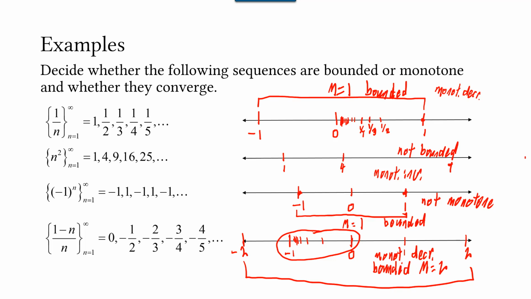The fact that we have a monotone decreasing sequence that's also bounded means that by the monotone convergence theorem, we know we have convergence for the sequence. And we can actually see, by examining the limit of the sequence or the visualization on the number line, that the limit here is going to be minus 1.